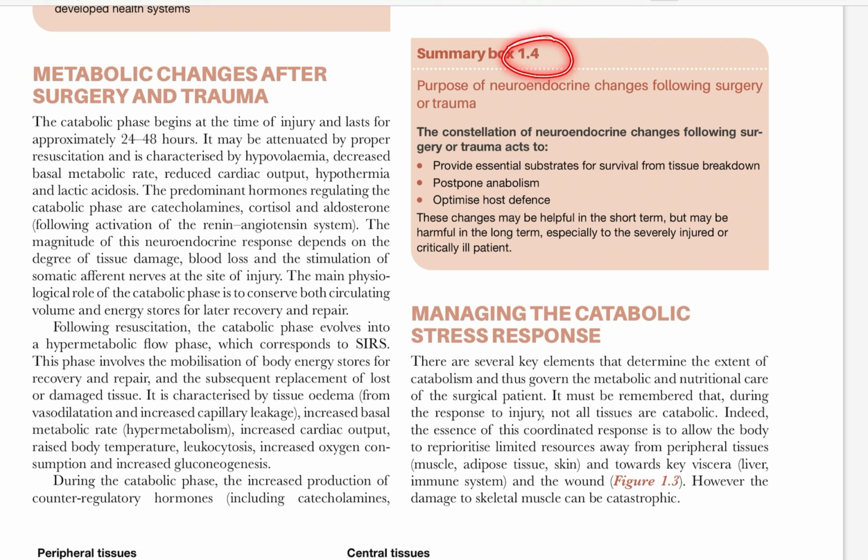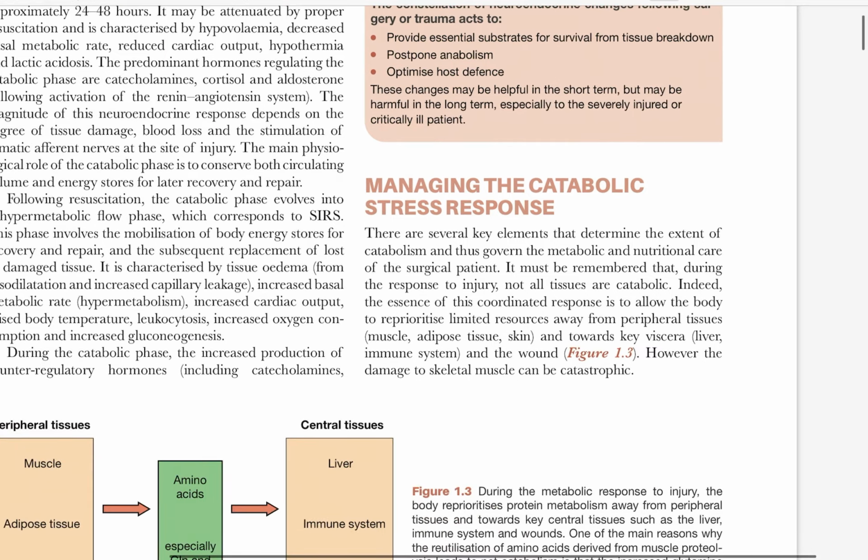Purpose of neuroendocrine changes, summary box 1.7, following surgery or trauma. The constellation of neuroendocrine changes following surgery or trauma acts to provide essential substrates for survival from tissue breakdown, postpone anabolism, and optimize host defense. These changes may be helpful in the short term but may be harmful in the long term, especially to the injured or critically ill patient.